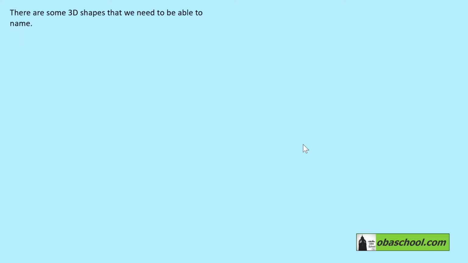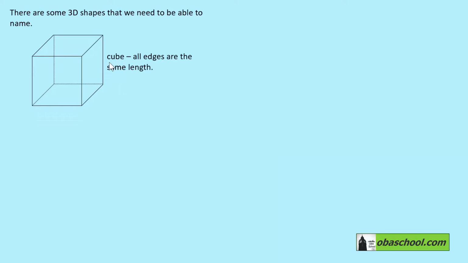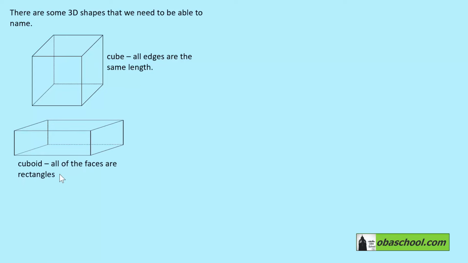There are some 3D shapes that we need to be able to name. I'm going to go through them here. This one is a cube. All of the edges are the same length in a cube. This is called a cuboid, or some people refer to it as a rectangular prism. All of the faces are rectangles. In fact, some of them can be squares, but not all of them. If all of them are squares, then we have a cube.